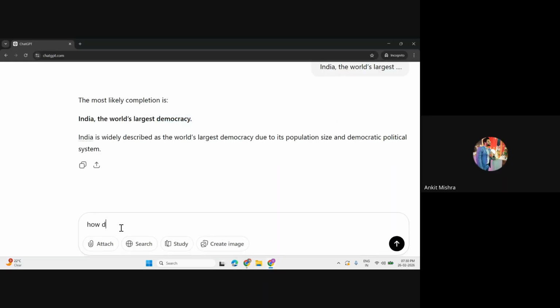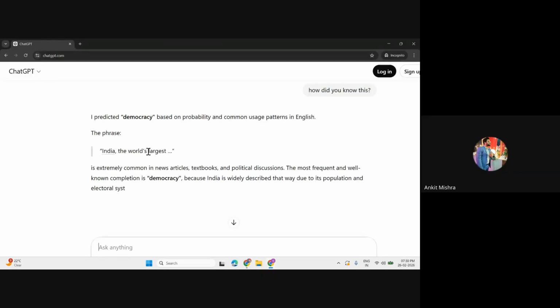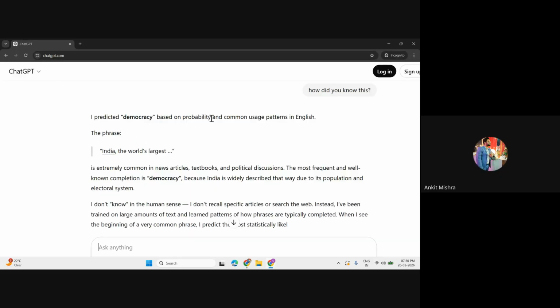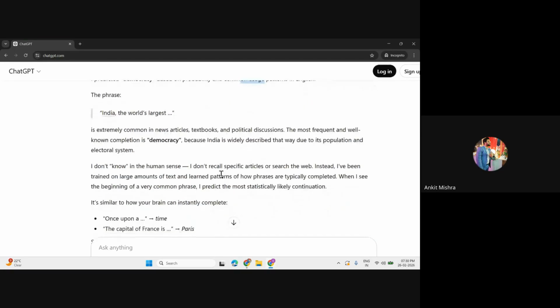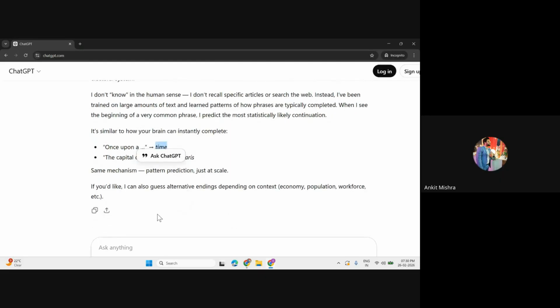So let me just check. How did you know this? Right? So it will say that the model is trained on this, the model has seen this pattern multiple times. I predicted "democracy" based on probability and common usage patterns in English, right? Once upon a time, see, the model tried to say "the capital of France is Paris". With "once upon", mostly we use "time" whenever we feed these words, so the most probable next word will be "time", right? So that is the reason. The model is using a probabilistic approach, right? It tried to predict the value.